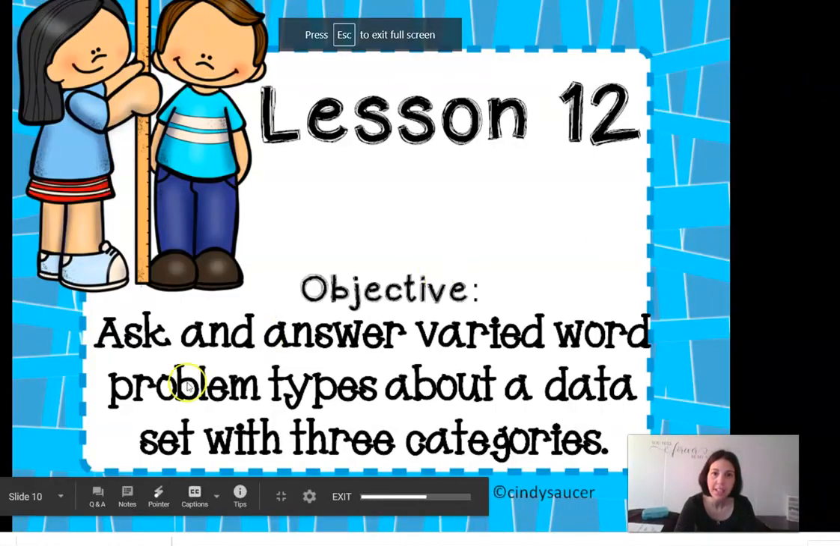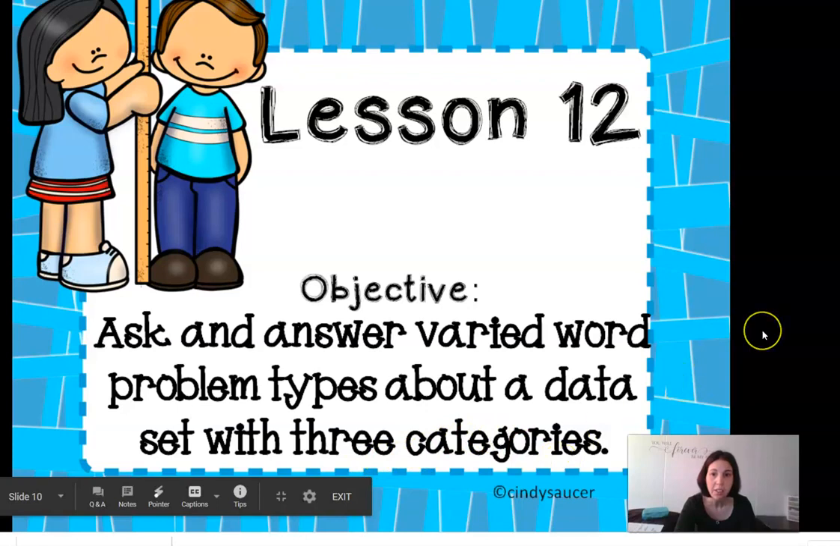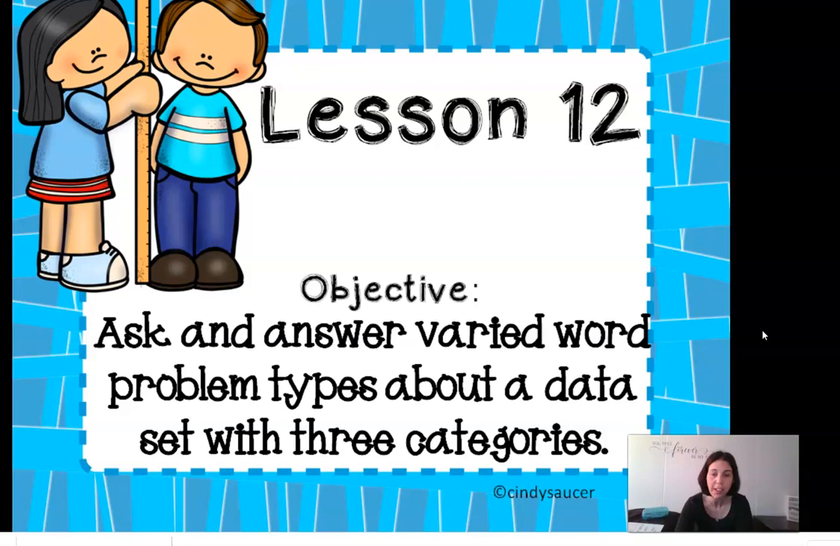Our objective for today is to ask and answer varied word problem types about a data set with 3 categories. So we're basically going to continue what we started yesterday. We're going to continue working on that today.